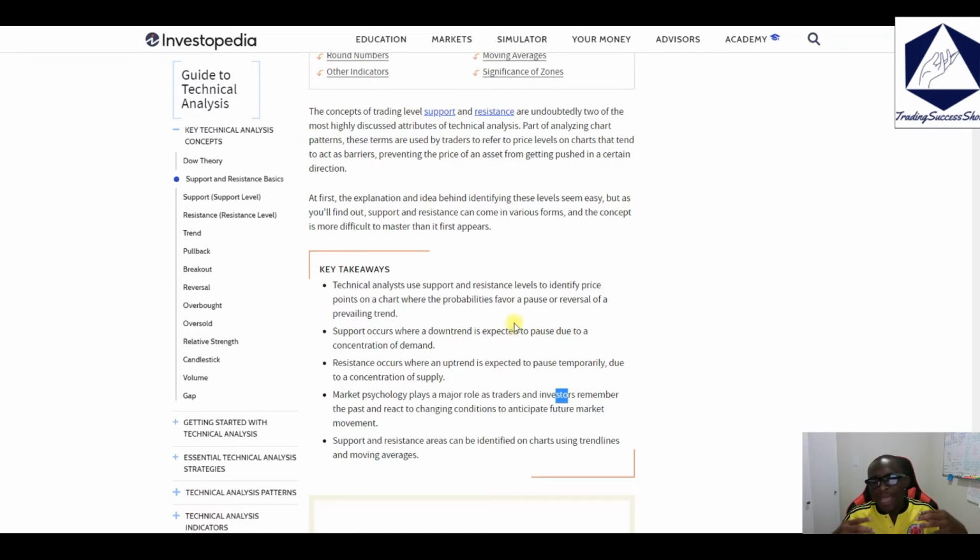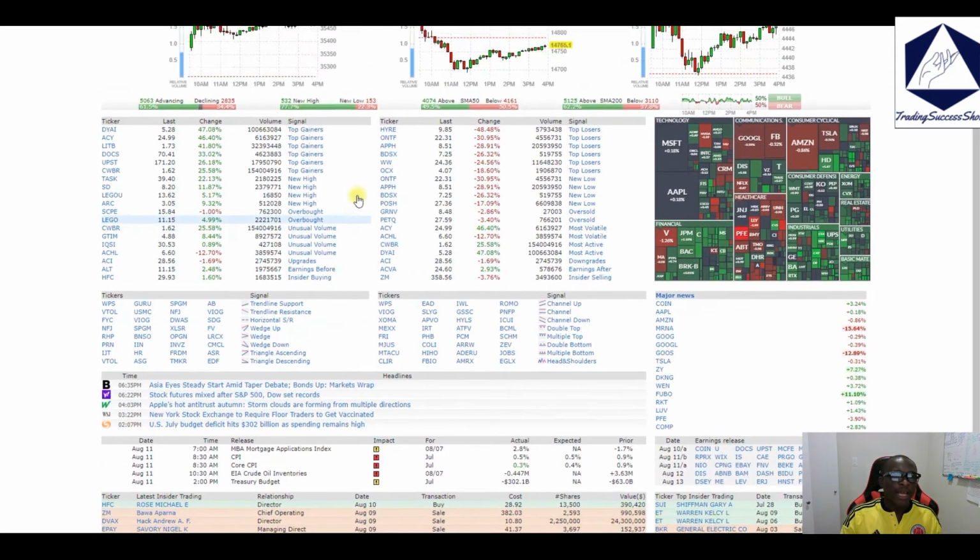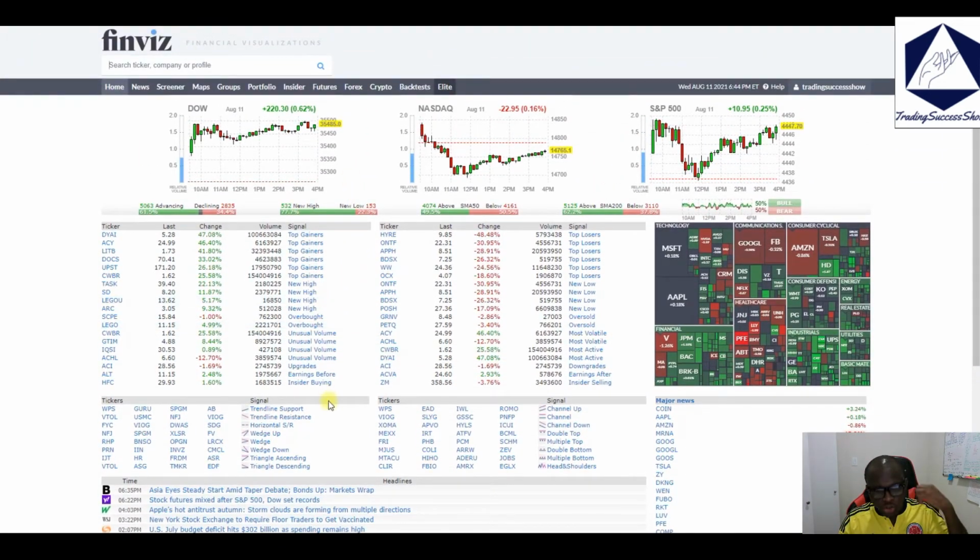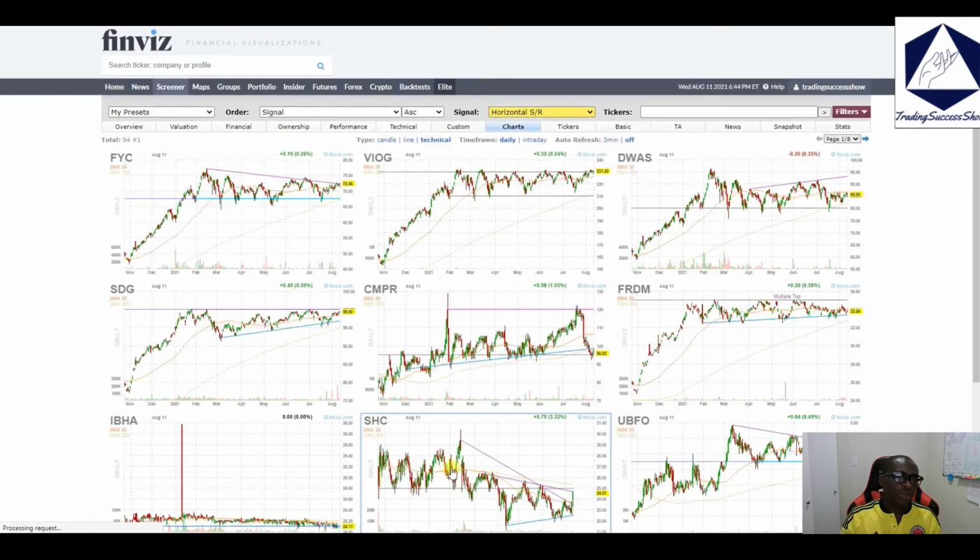Because sometimes you may have a lot of buying power that will help push the stock or the price above that level of resistance, which is our supply zone, and you could have selling pressure come in to push the price down through that support zone, which is what? Our demand zone, right?